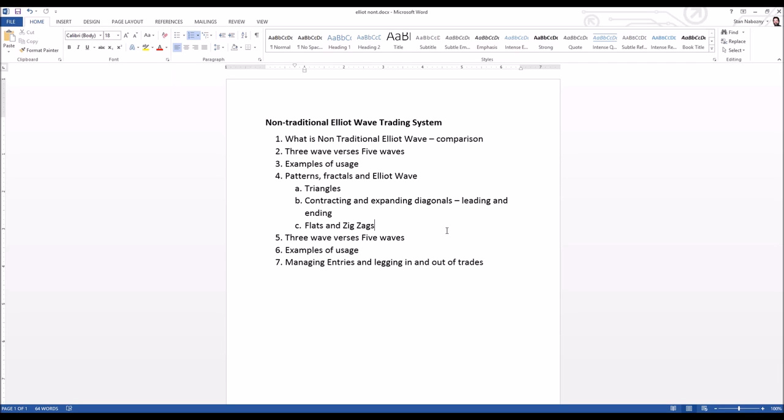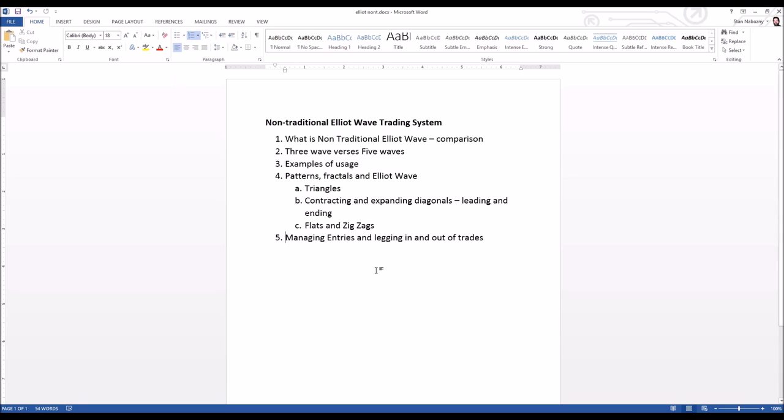Not only the trading system in terms of where do you enter and where do you exit, but also how do you manage trades? How do you leg in and leg out of trades? And I think I repeated myself here on these 2 points, but 5 points really: managing entries and legging in and out of trades. I think that is a part of a trading system. And also, how do you manage risk? Okay, in terms of how much risk do you put on a trade?